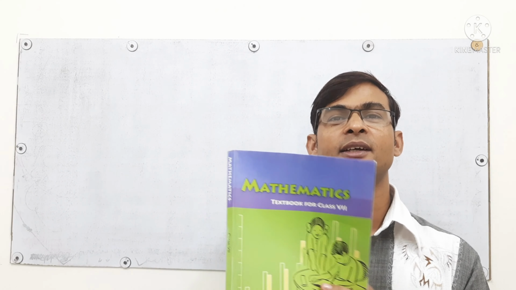In the previous session we did exercise 1.1, and now in this session we will do exercise 1.2 of the NCERT class 7 maths textbook. Okay, so let's start this session without any further interruption.